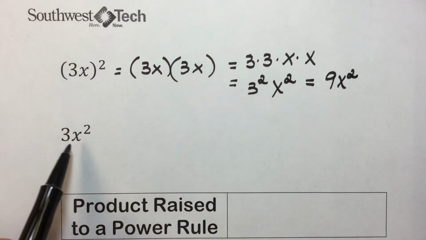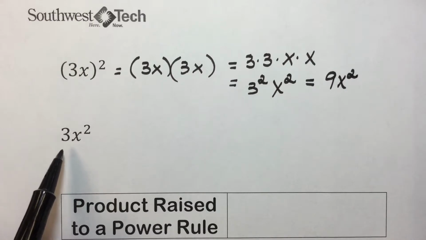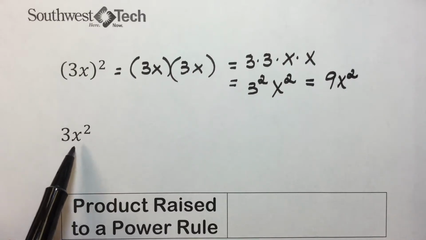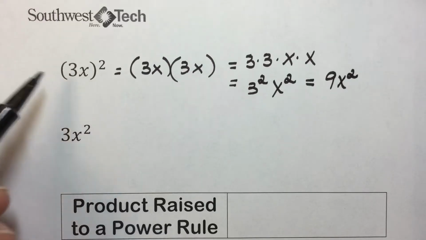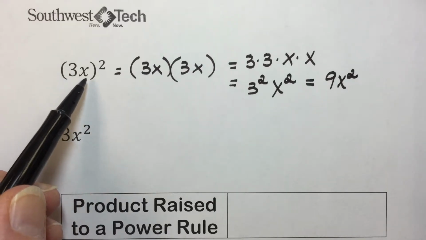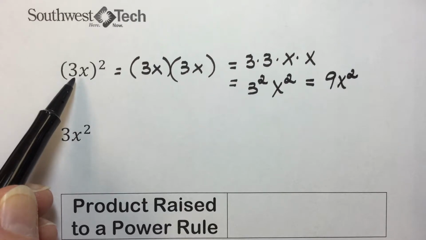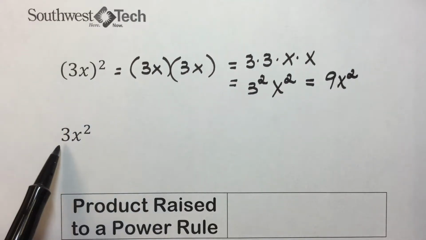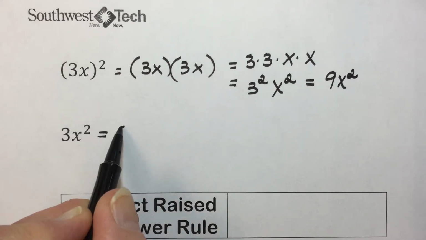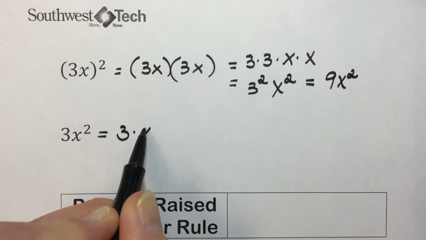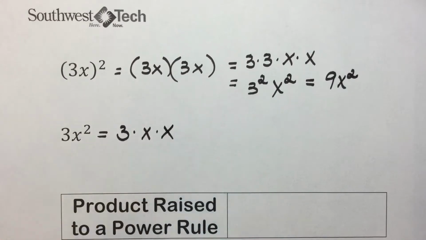In this value here, only the x is raised to the second power. Notice the difference. It was the expression within the parentheses that was raised to the power. Here there is no parentheses, and so in expanded notation, this would be 3 times x to the power 2, which expands to x times x.